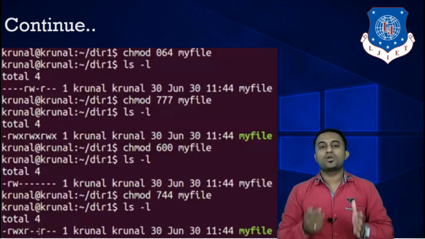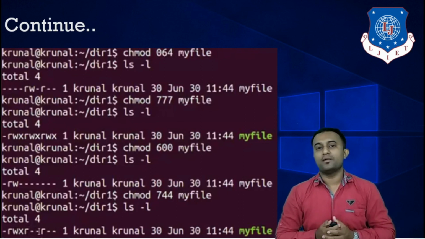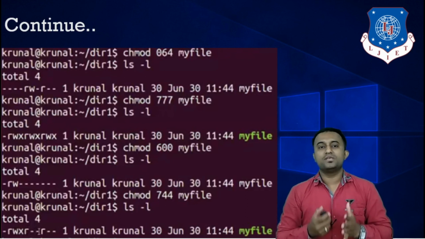Okay, so this is all about the chmod command. There are two ways through which we can use the chmod command: one is symbolic mode and the second one is absolute mode. I hope these two, which are very important from your examination point of view and any competitive examination point of view, were clear to you.